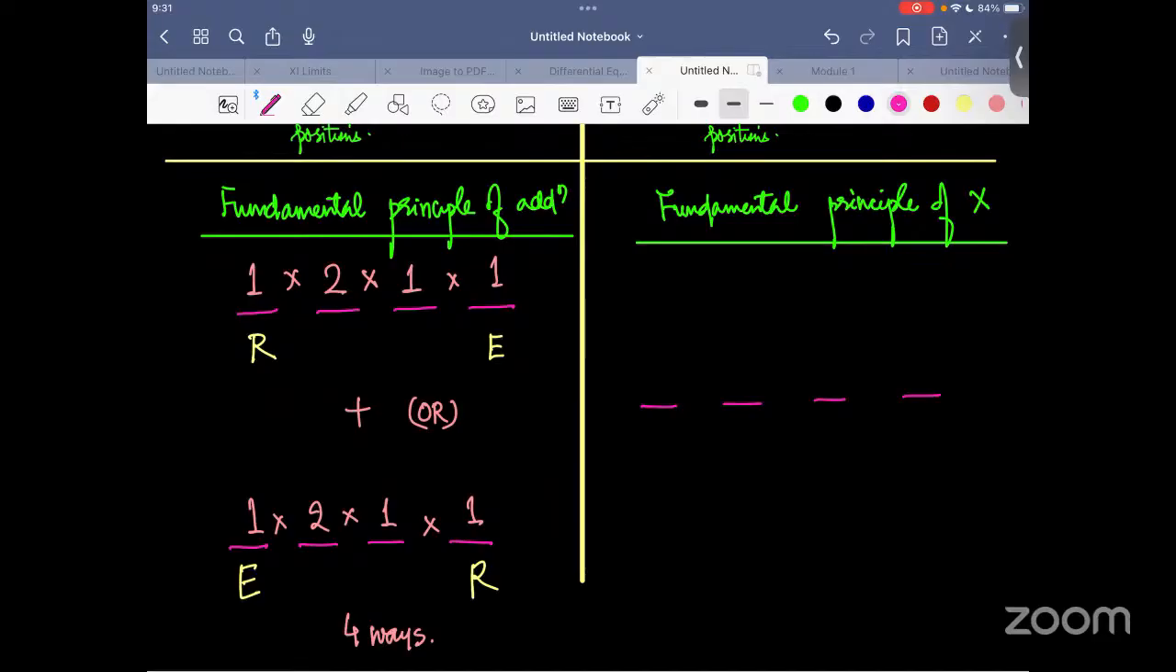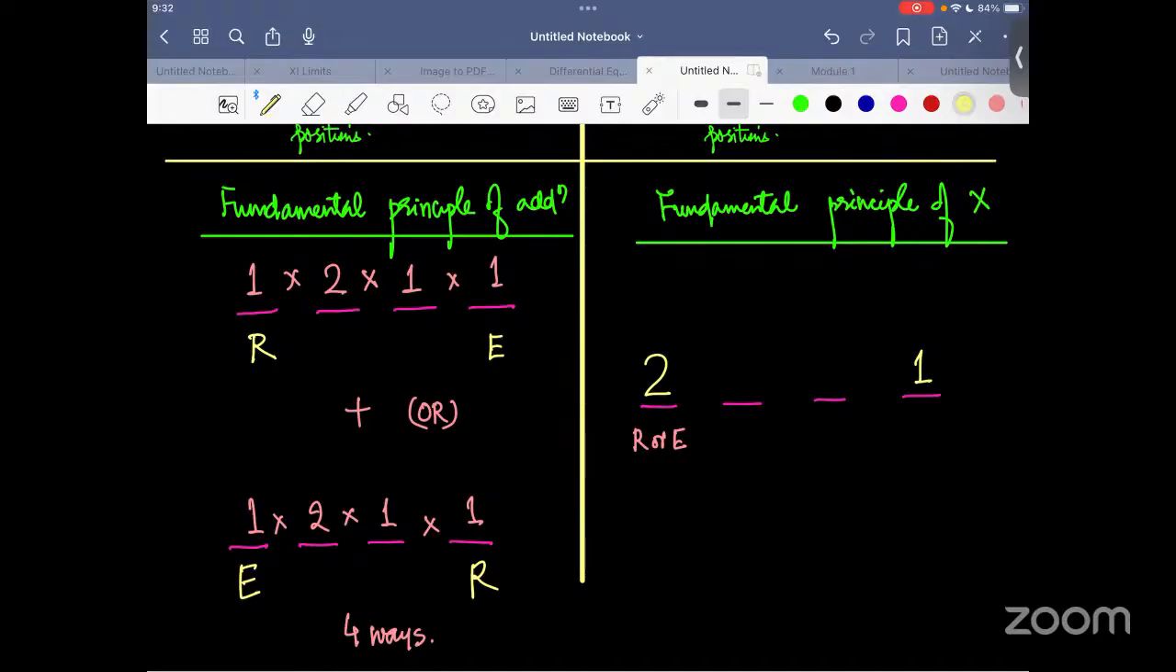Who can come in the first place? It can be R or E. Let us give this two cases. Why two cases? Because there are two objects available. One will take that place, the one that remains comes in the last place. I'm telling who remains. I'm not telling whether R will remain or E will remain. That is the work of multiplication, whosoever comes in the first place, the one that remains comes in the last place.